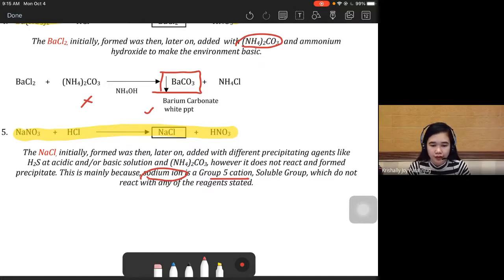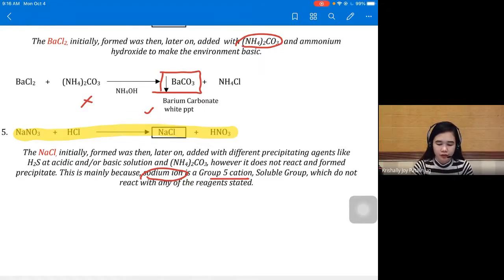Do you have a question? Okay, none. Okay. Sige, since there's no question na, let's proceed directly to the next experiment.